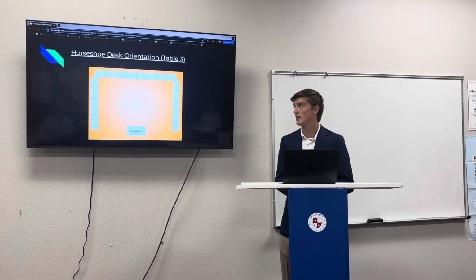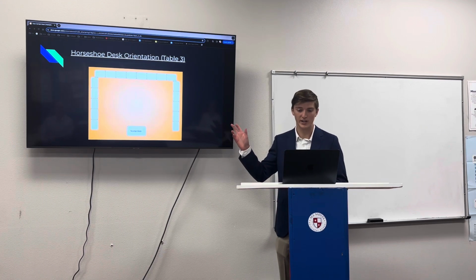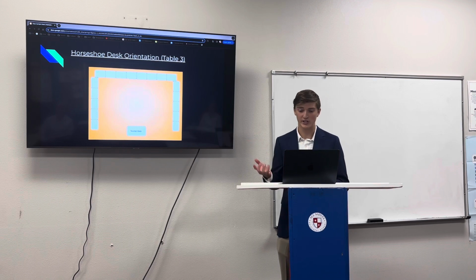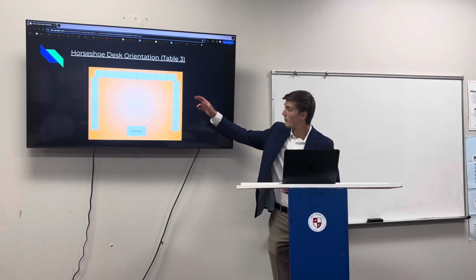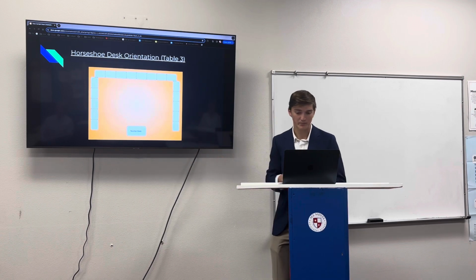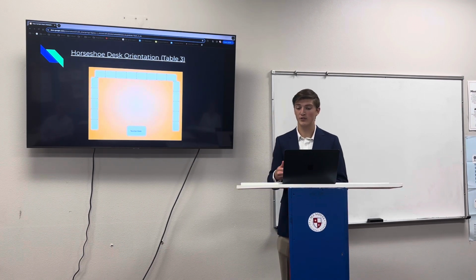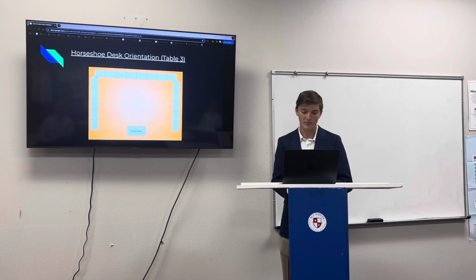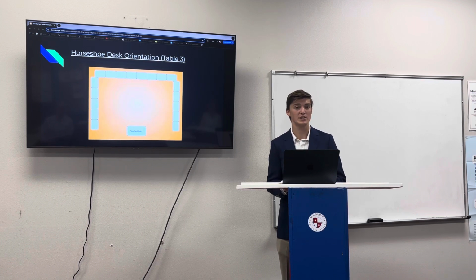The third and final desk orientation is the horseshoe desk orientation. In this desk orientation, students are aligned in a horseshoe-like shape, with some lined against the back wall facing the front of the desk, while the others are on each side facing each other. This type of orientation encourages discussion between the students and the teacher. This orientation also encourages group learning, however, it allows the teacher to be more involved compared to the second desk orientation.